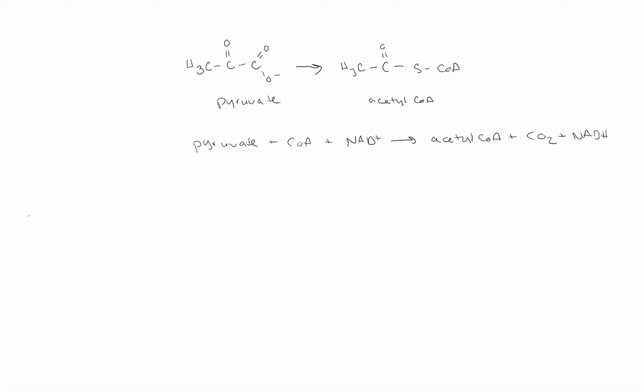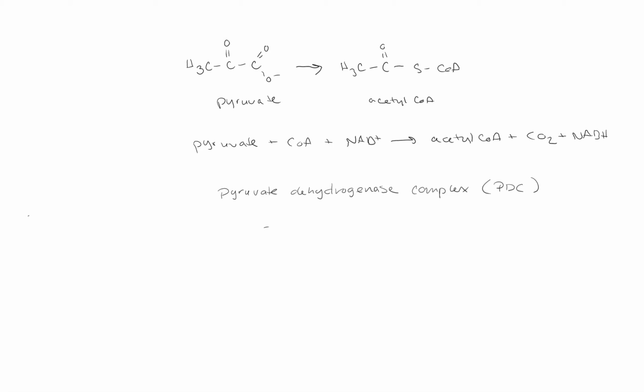And now here's the thing. Pyruvate dehydrogenase isn't just a simple enzyme. It's a multi-enzyme complex. So let's write that down. Pyruvate dehydrogenase complex, or PDC. And the pyruvate dehydrogenase complex is formed from multiple copies of three enzymes, which include pyruvate dehydrogenase, or E1, the dihydrolipoamide acetyltransferase, E2, and dihydrolipoamide dehydrogenase, E3.